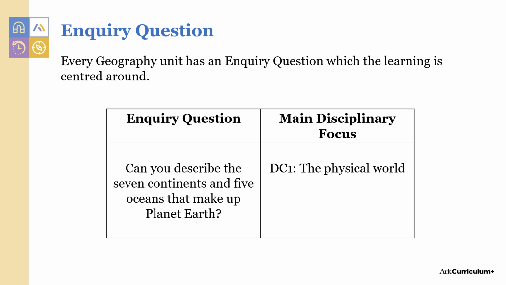Every geography unit has an inquiry question which the learning is centred around and is answered at the very end of the unit. The inquiry question for this unit is: can you describe the 7 continents and 5 oceans that make up planet Earth? And the main disciplinary focus is DC1, the physical world.